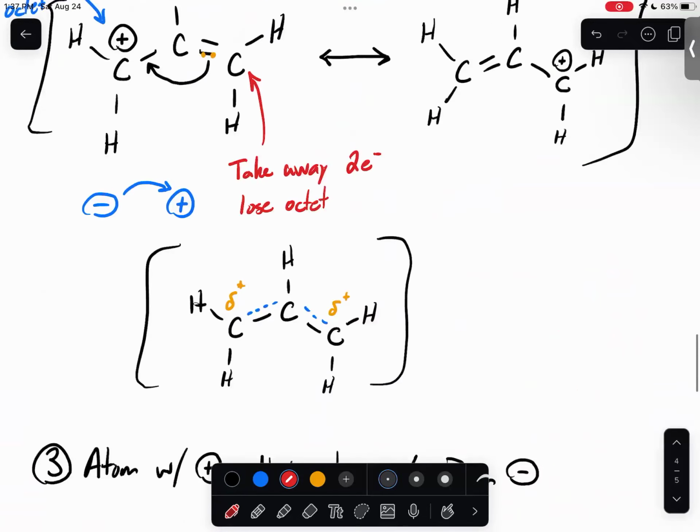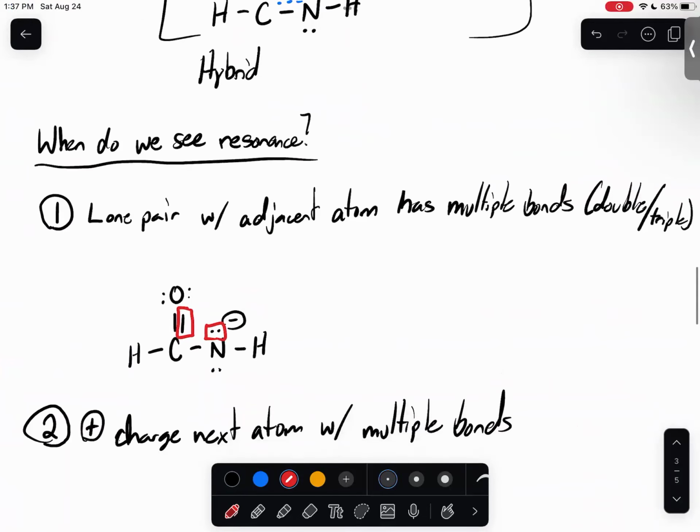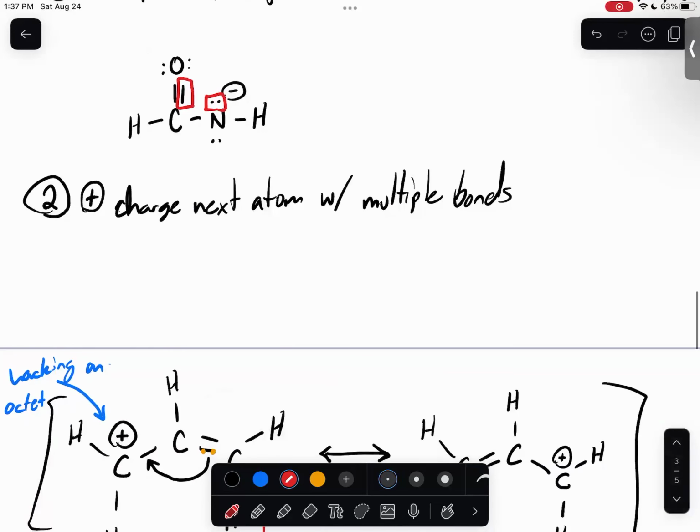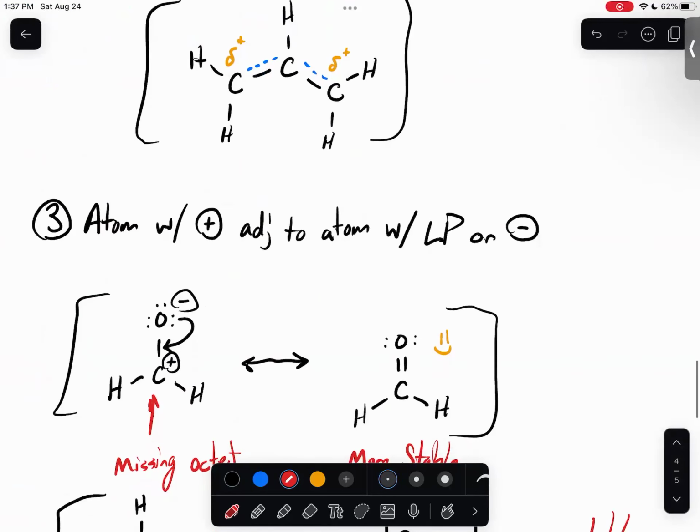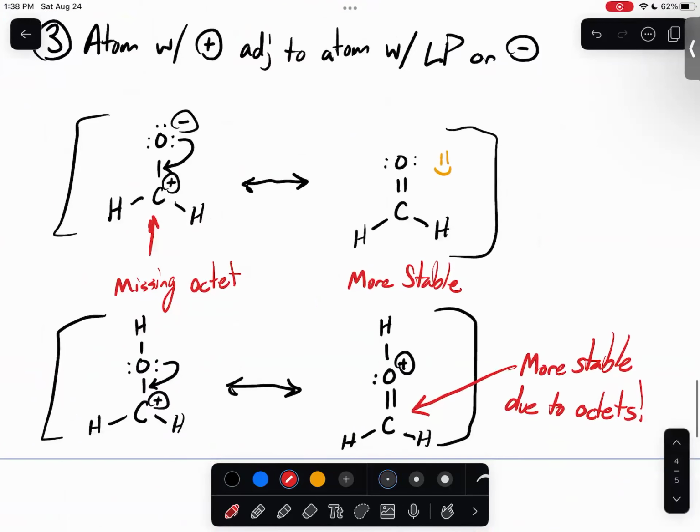And just remember that there are three different types of resonances. One with a lone pair with an adjacent atom that has multiple bonds. The second is a positive charge next to an atom with multiple bonds. And then the third and final is an atom with a positive charge adjacent to an atom with a lone pair or negative charge on it. So, hopefully this made sense. Next lecture, we're going to be looking at more examples of resonance, and we are also going to take a look at what we call invalid resonance structures so that you don't take a path that is a little incorrect.